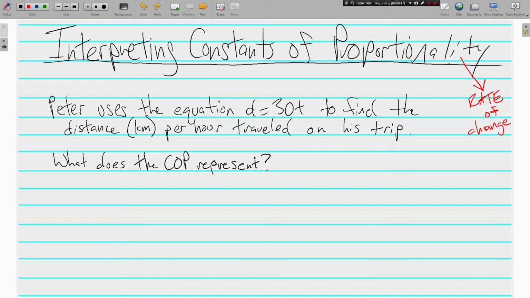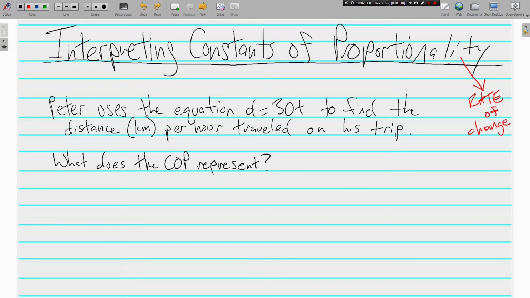It says Peter uses the equation d is equal to 30t to find the distance in kilometers per hour traveled on his trip. And we're asked, what does the COP, the constant of proportionality, represent? Well, let's go back to the equation first. d is equal to 30t.